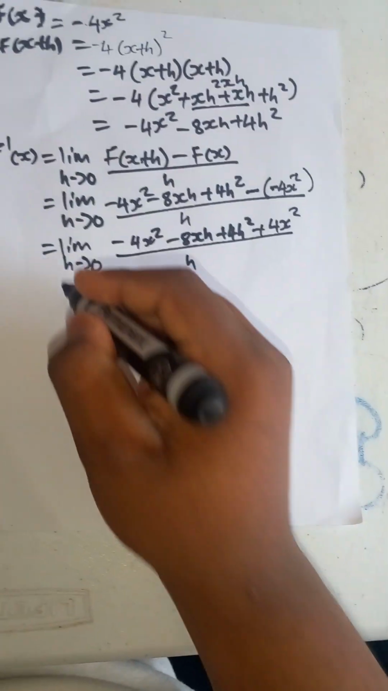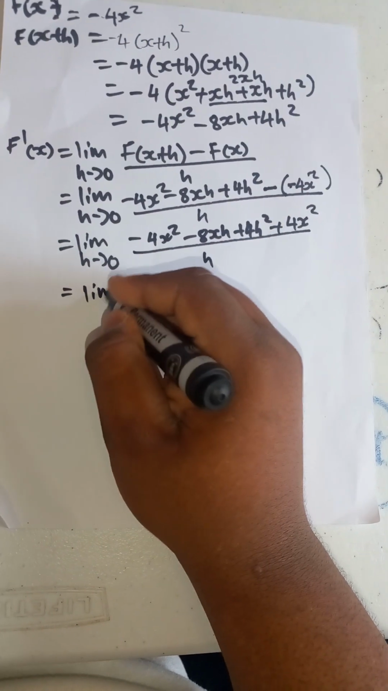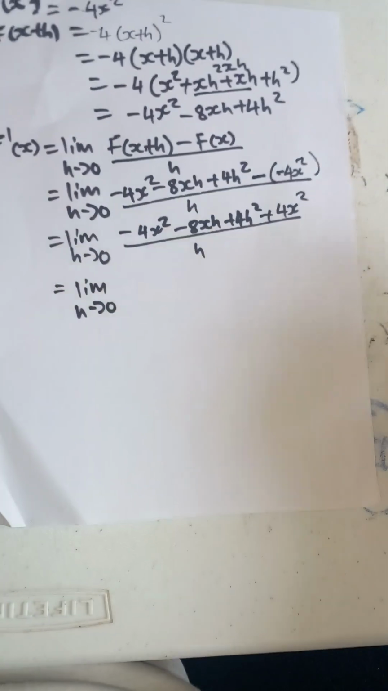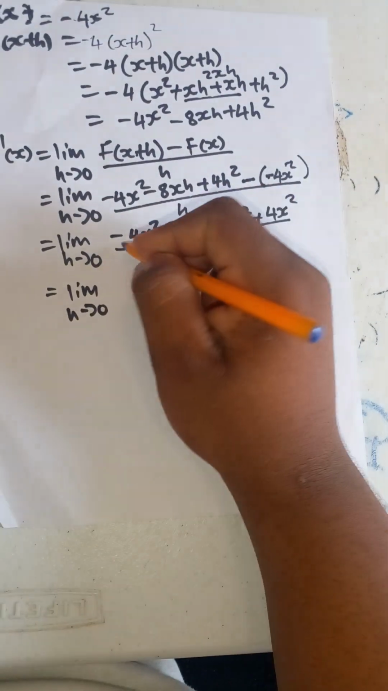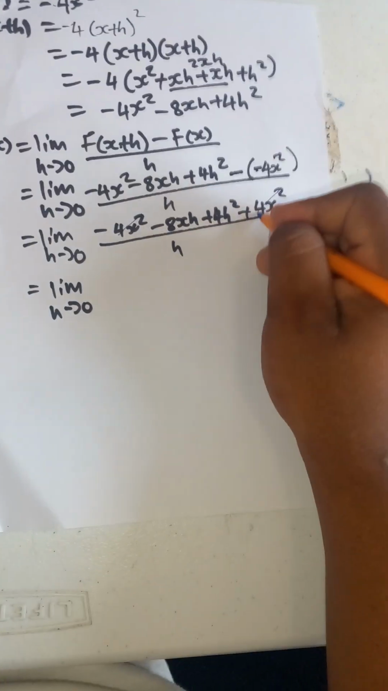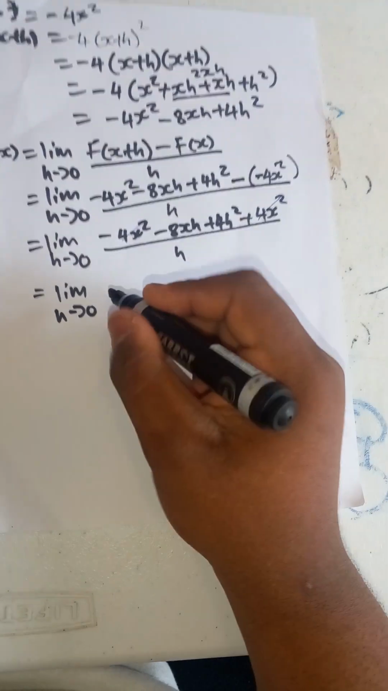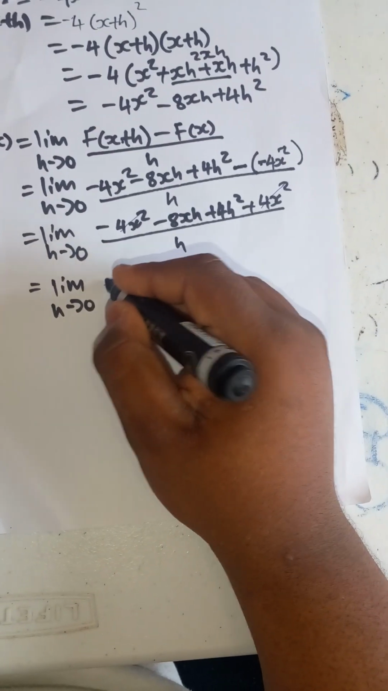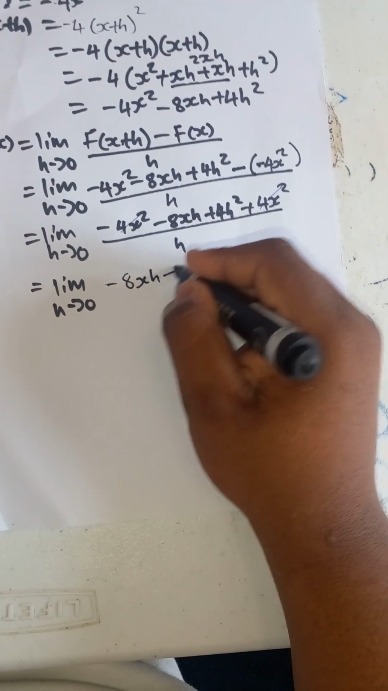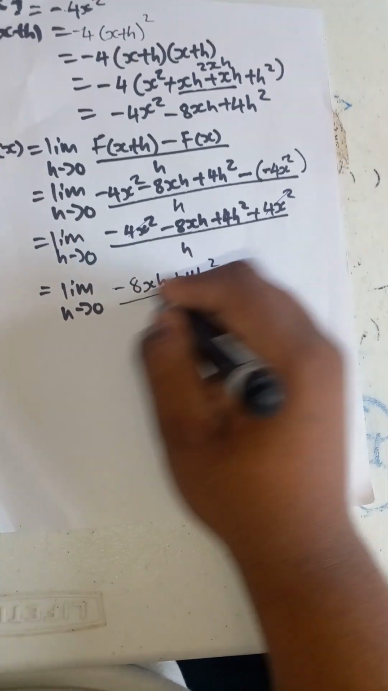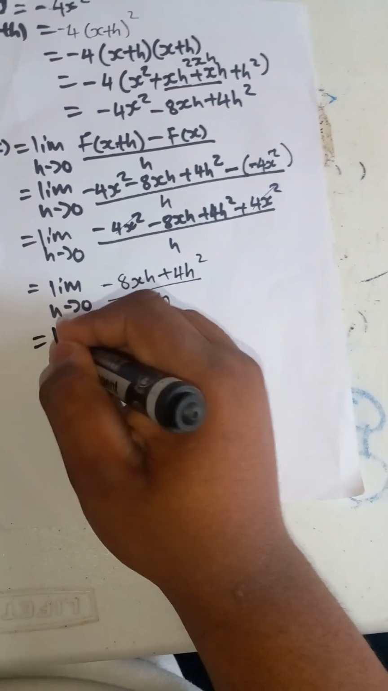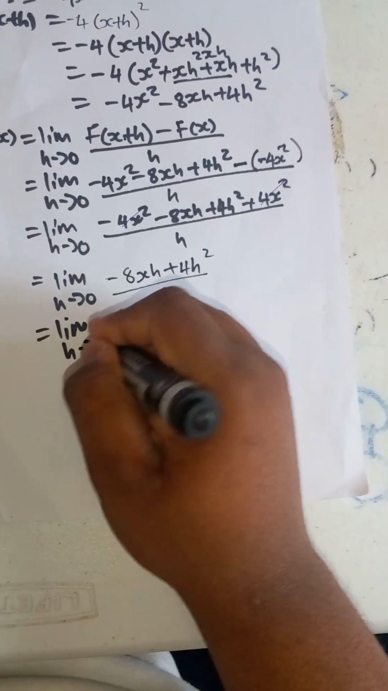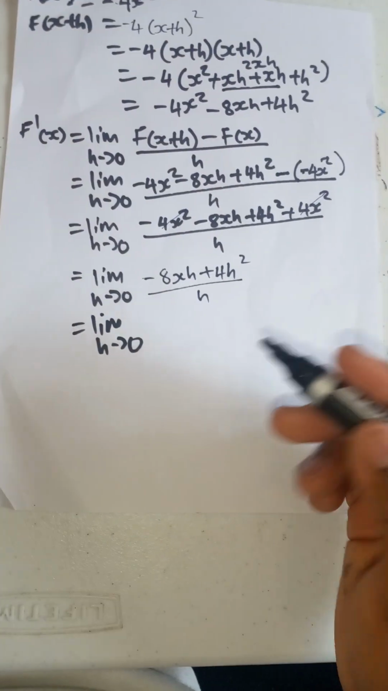You see? And then continue again. Limit as h approaches 0. If you don't write this one, you're going to lose marks very, very badly. So now I can see that negative 4x squared plus 4x squared gives me 0. So that one is out. I'm left with negative 8xh plus 4h squared over h. Same story. Limit as h approaches 0.